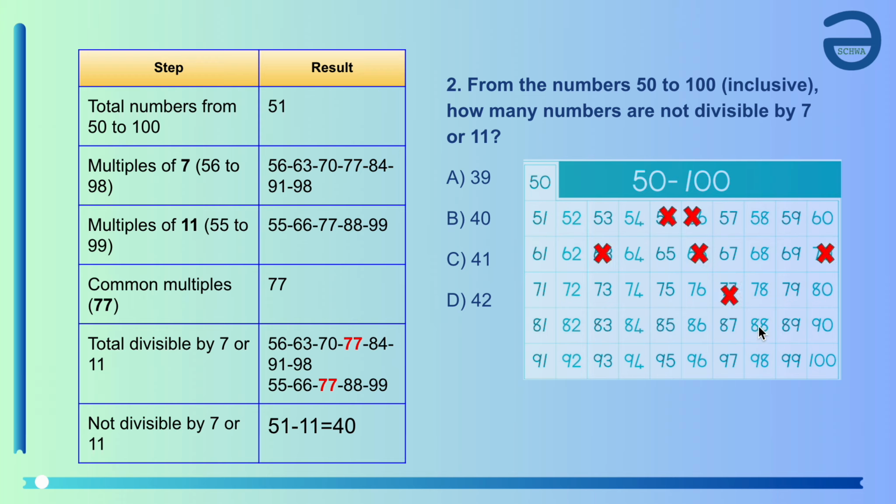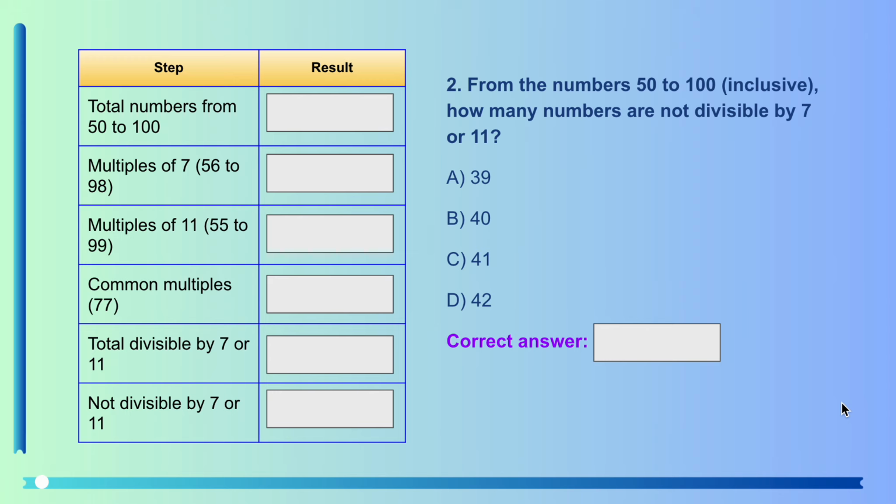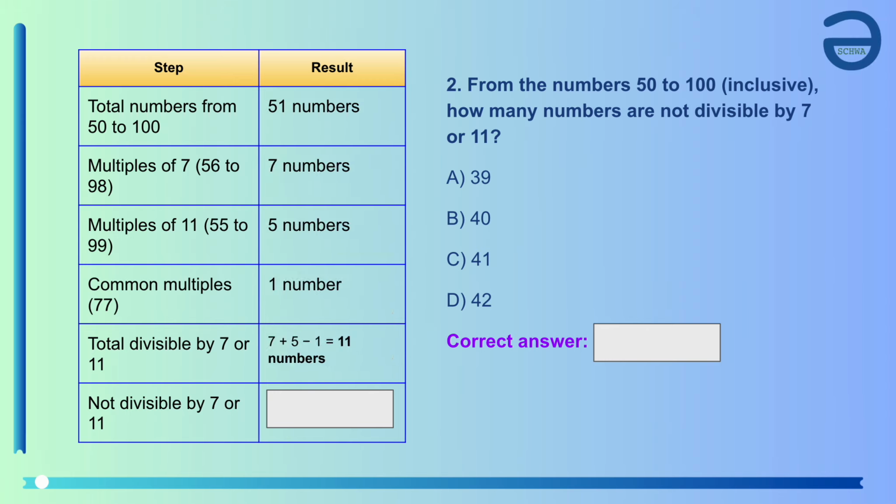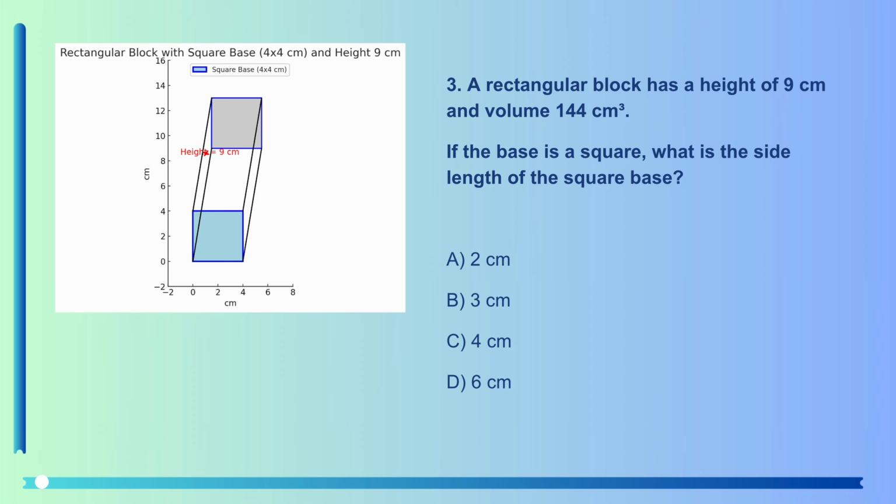You can see all the numbers that I'm eliminating. These are multiples of 7 and 11, and the common one that is here. So you can count them, and that's a total of 11. And now we can see all of these steps at a glance, and the correct answer, 40.